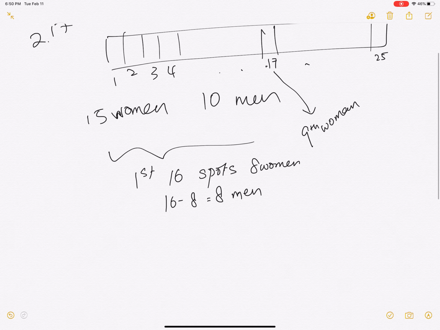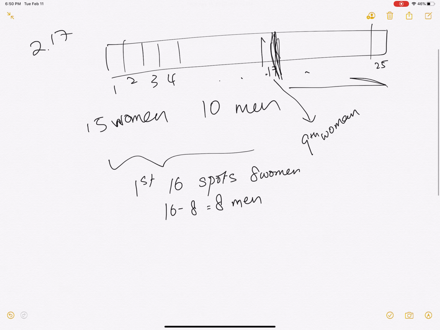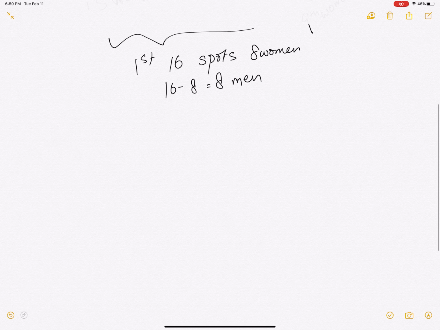Earlier I just said, let's concentrate on ordering just till spot 17 and not worry about the rest. But in this case, let's just look at the whole thing. So the denominator is easy. How can you order 25 people? That will just be 25 factorial. That's your whole sample space.